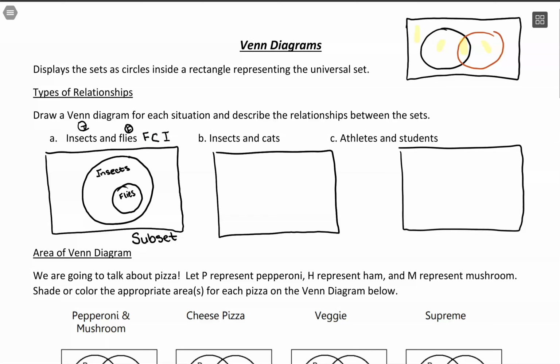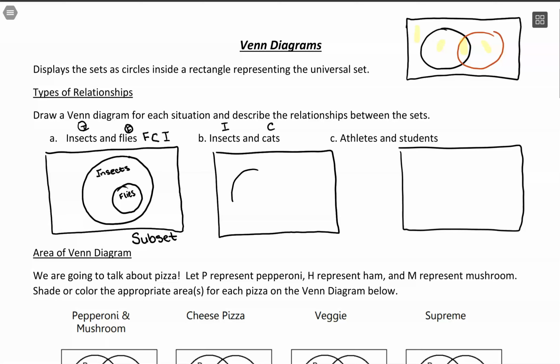Let's say I wanted to graph for insects and cats. If I made a Venn diagram with this and thinking about how insects and cats relate, well, in terms of species, they don't overlap. There isn't an insect out there that we would also label as a cat. There also aren't cats out there that we would label as insects. These operate very differently from each other.